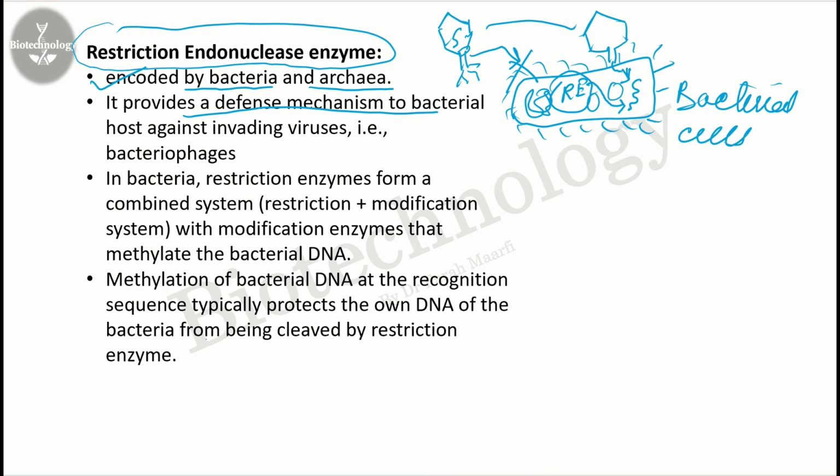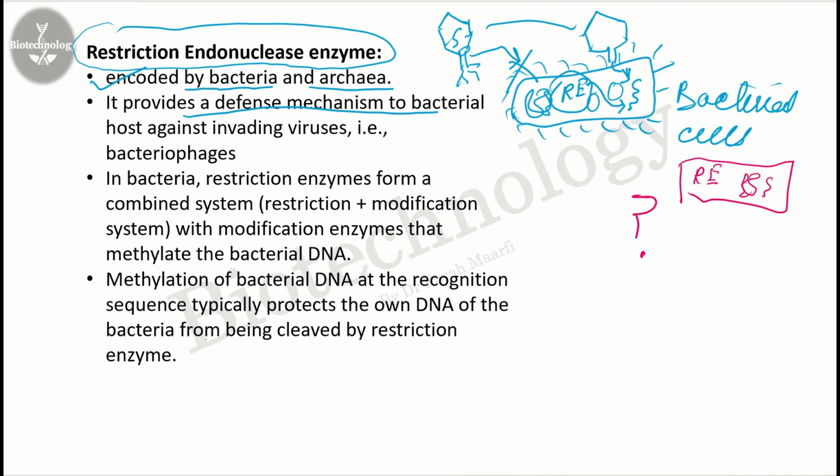Now a question arises: if the restriction enzyme is present in bacteria, and it is the property of the restriction enzyme to cut down the DNA or RNA into fragments, then why is it not cutting its own DNA, right? Because inside the bacteria, the restriction enzyme is present and the genetic material DNA or RNA is also present there. But why is it not cutting down its own DNA molecule?